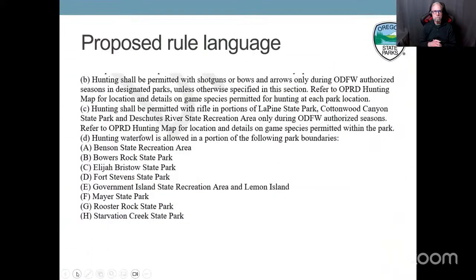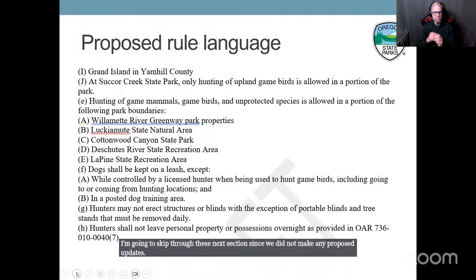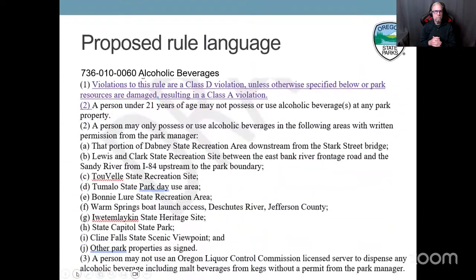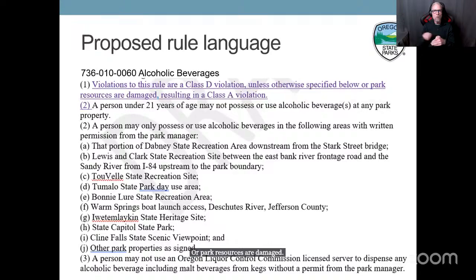I'm going to skip through these next sections since we did not make any proposed updates. Under this next section, 736-010-0060, alcoholic beverages, we added: violations to this rule are a Class D violation unless otherwise specified below, or park resources are damaged, resulting in a Class A violation.